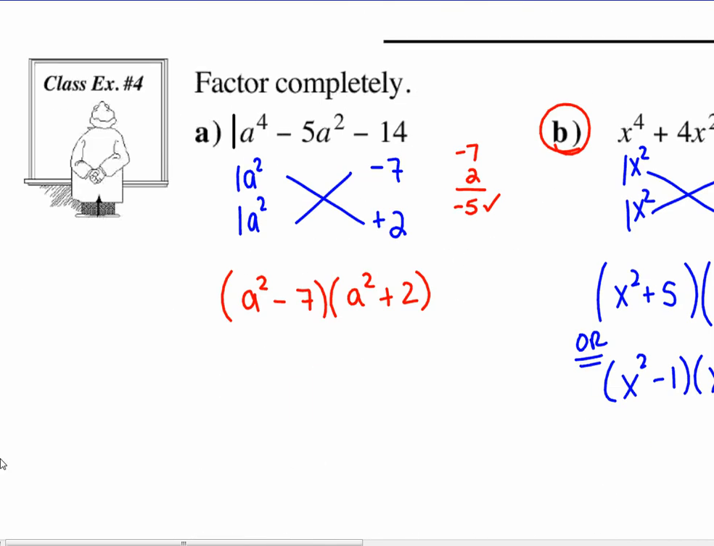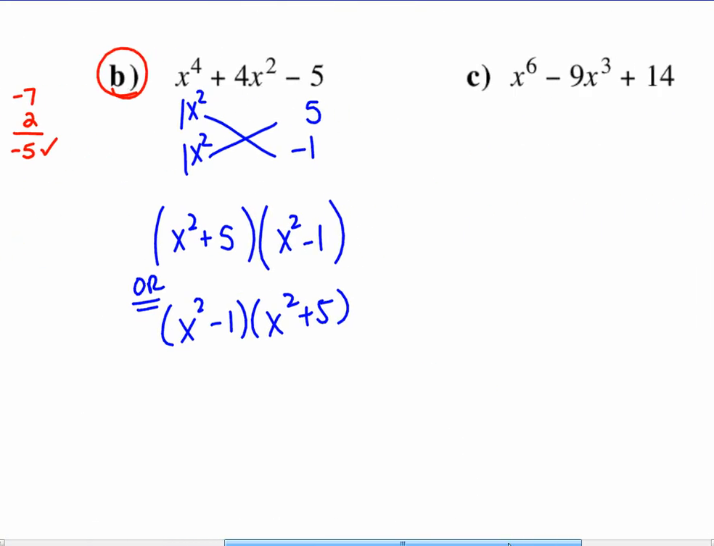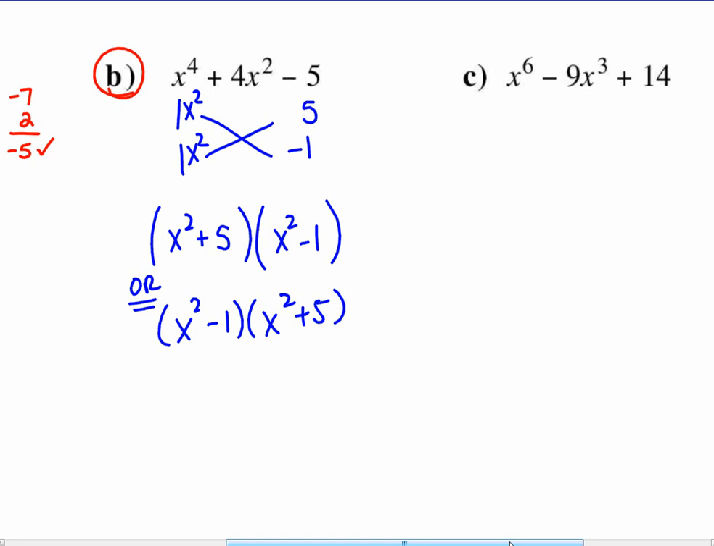All right, did we finish here? Good enough. Well, just really quickly, what do you think x to the 6 is going to break into? X cubed and x cubed. Okay, and my two numbers for 14, multiply to 14, add to negative 9. Negative 2 and negative 7 would make negative 9 and a positive 14 product. Okay, so not so bad. Same idea.